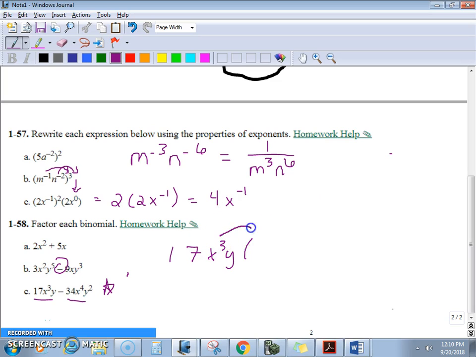So the question is, 17 times what will give me 17x cubed y? It looks like it's just going to be 1, minus, and 17 can go into 34 2 times. And if I take out x cubed, and this is x to the 4th, I still have an x left. And if I took out 1 y, I still have a y left. So if you distribute this back through, you should get the same thing back as the original. So this is the factored version, and this was our original question.